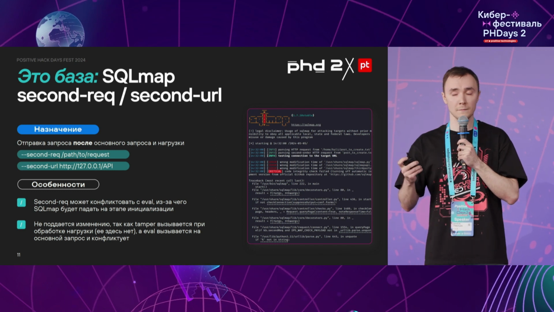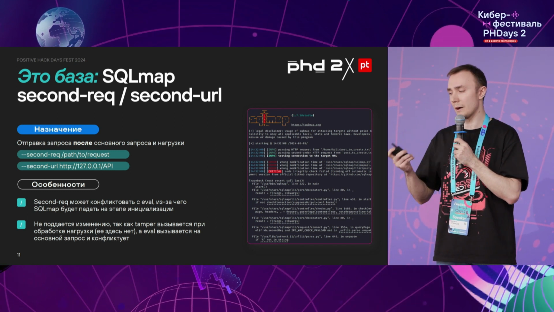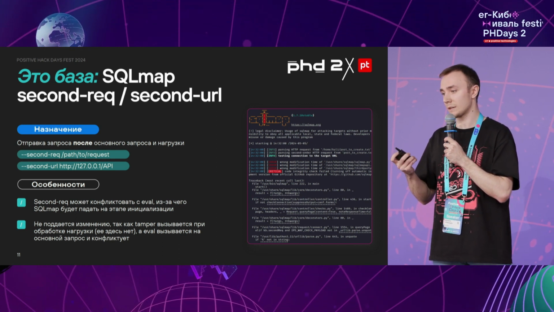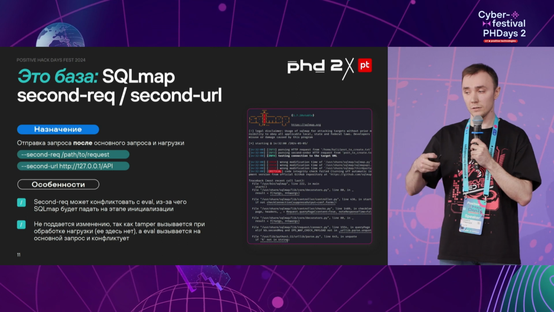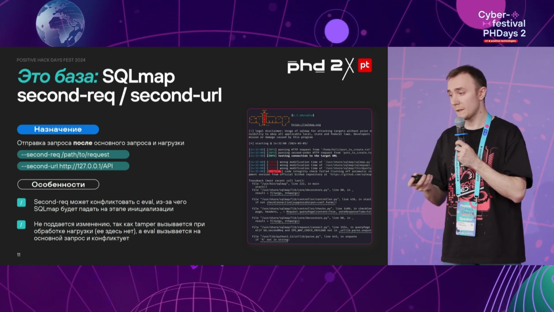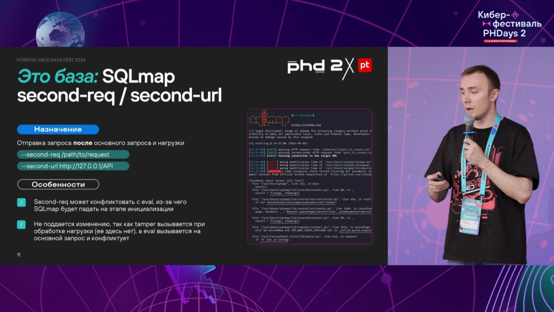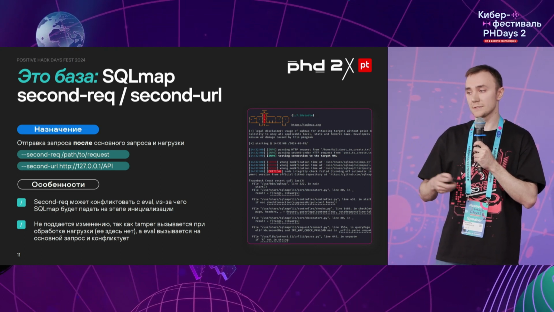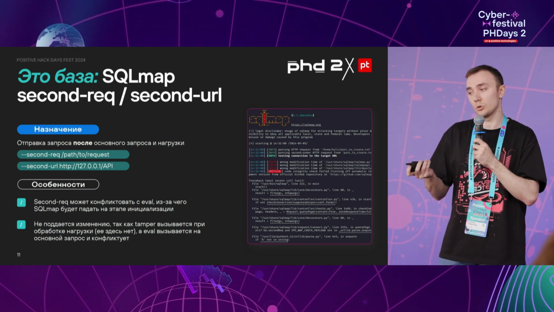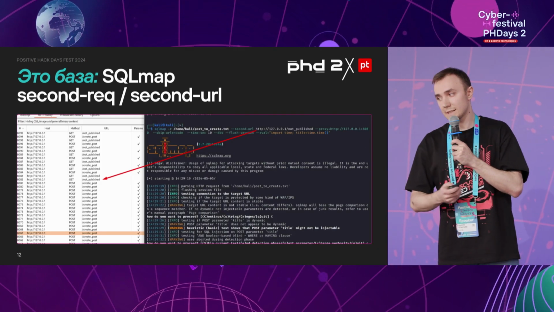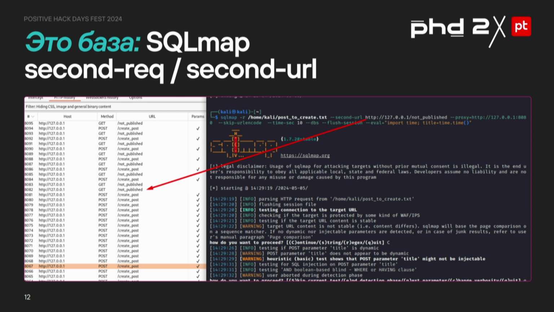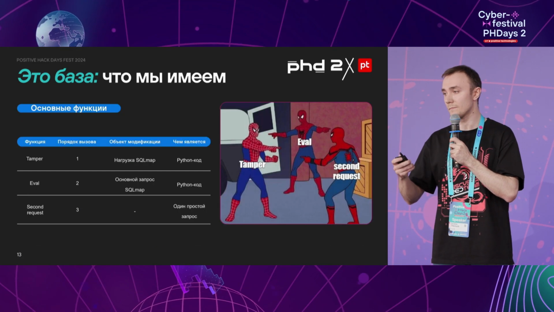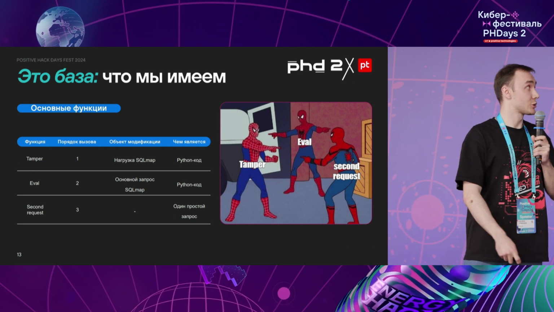The important bit here is that it is in conflict with eval when a WAF is determined. You will not be able to use eval and second-req at the same time. While you will be able to use second-url, you will not be able to affect the secondary, the next step. Here is an example. The first request for create post is executed, and then the next request is executed, not published. Right after the first one.